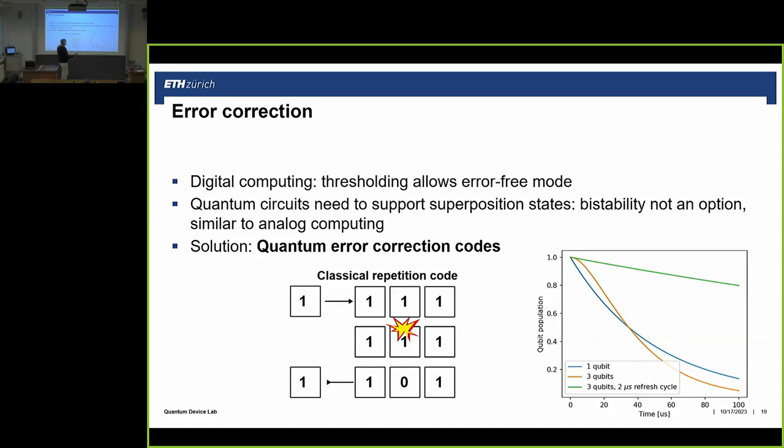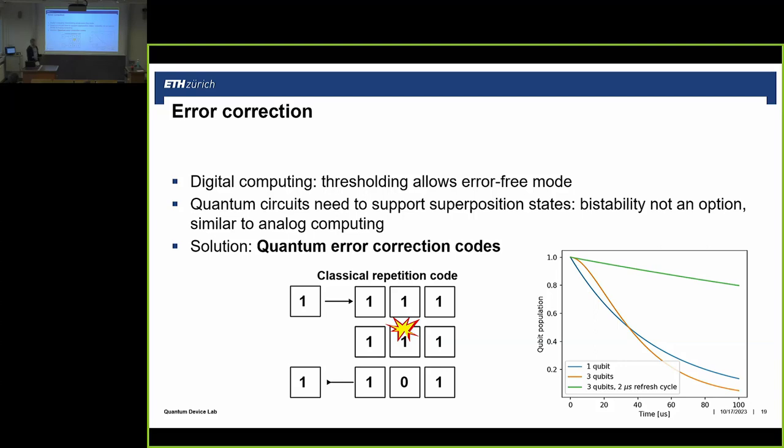And then the probability of losing information if you have a 50 microseconds lifetime, if you just encode in one qubit, it goes exponentially, but then with 3 qubits, you need at least 2 to flip, and the probability of 2 to flip over time doesn't follow an exponent, but it has this quadratic dependence close to the beginning. And then if you do this checking every, let's say, 2 microseconds, and you see, okay, how many have flipped? Okay, let's return them back to the encoded state. And you do that over and over again, every 2 microseconds, then your decay time will be the green curve. So that's how error correction works.